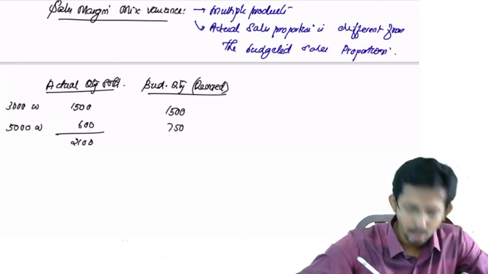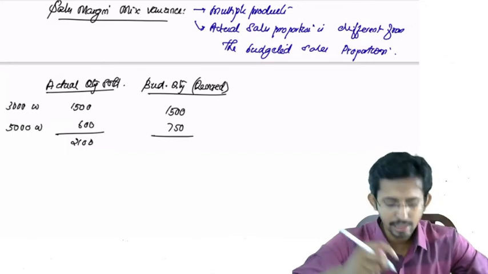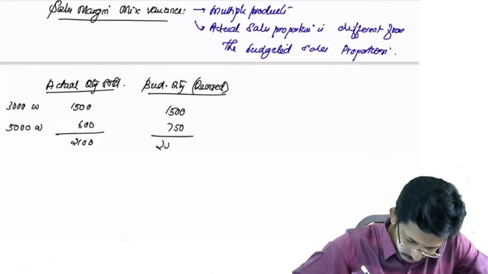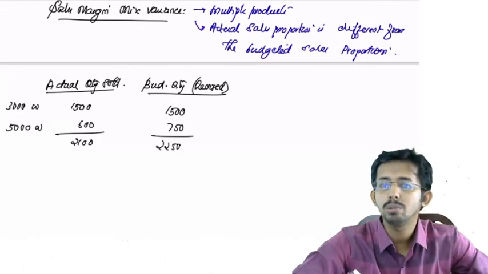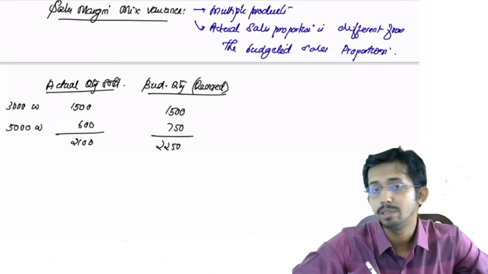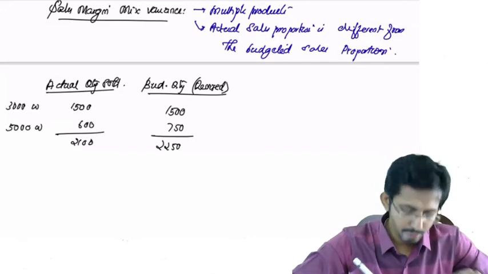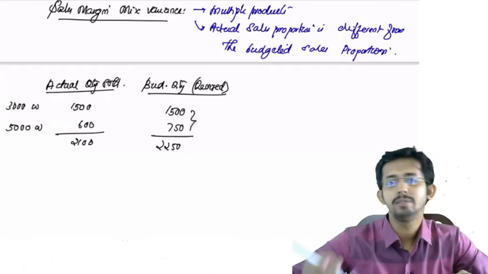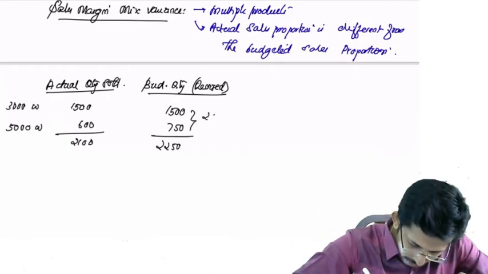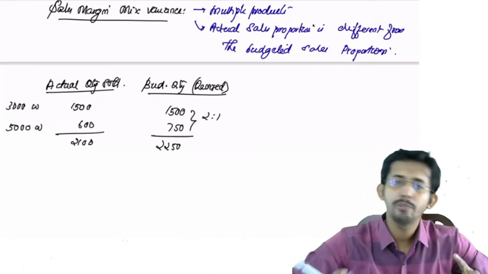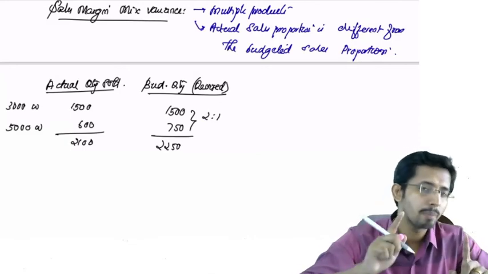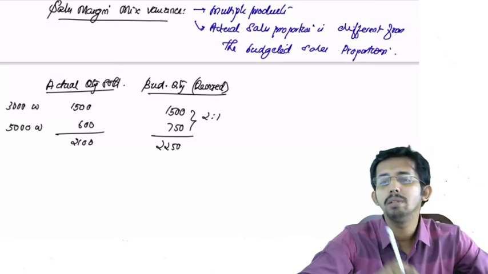Is it clear? So what do you have to do? Now what is the total here? It is 1500 plus 750, that is 2250. Instead of 2250, you sold how much? 2100 units in total. But when you sell 2100, in which proportion should you have sold it? In this proportion. What is this proportion? 2:1 proportion. So if you have sold the actual quantity in this 2:1 proportion itself, then there won't be any mix variance. But if the proportion has changed, then there will be a mix variance.